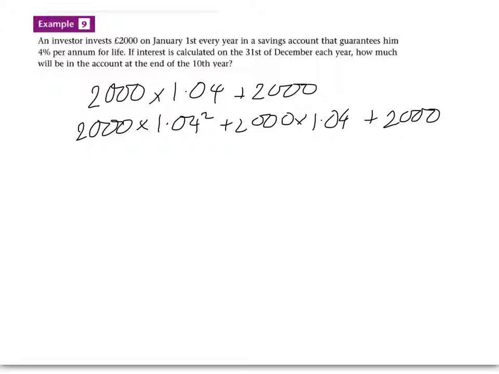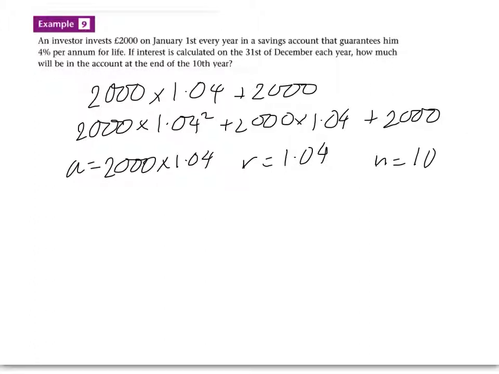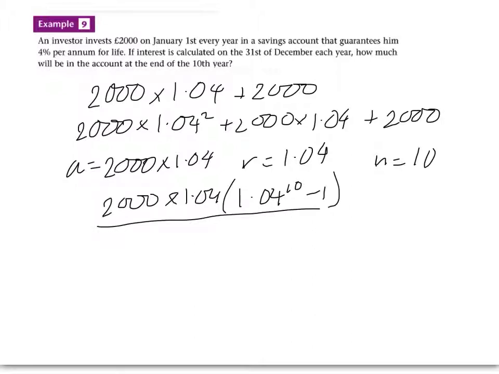Okay? So, if we think about this, in this case, our value for a is going to be 2,000 times 1.04. Okay? The common ratio is going to be 1.04, and n is going to be 10. So, it becomes 2,000 times 1.04 brackets 1.04 to the 10 minus 1 all over 1.04 minus 1.